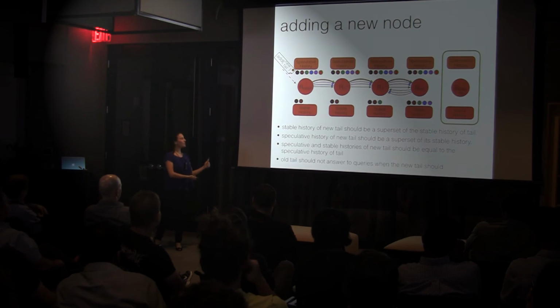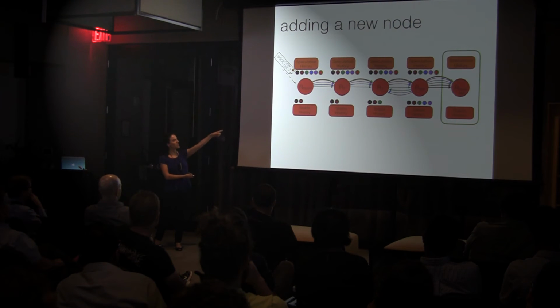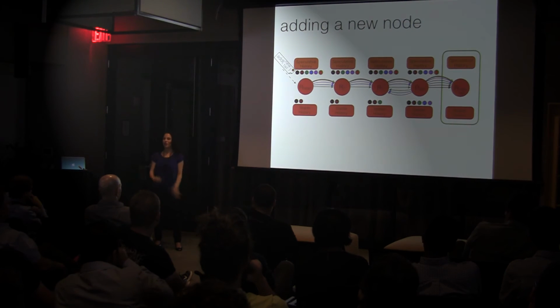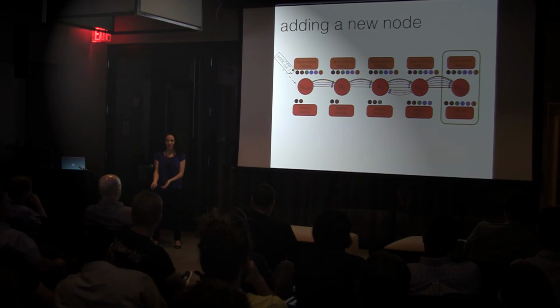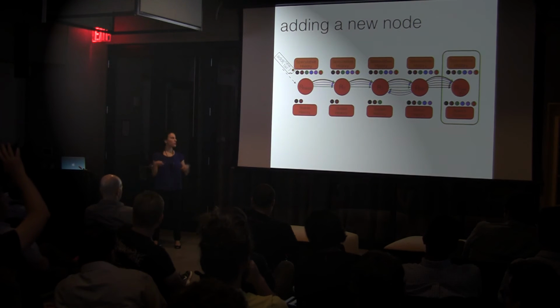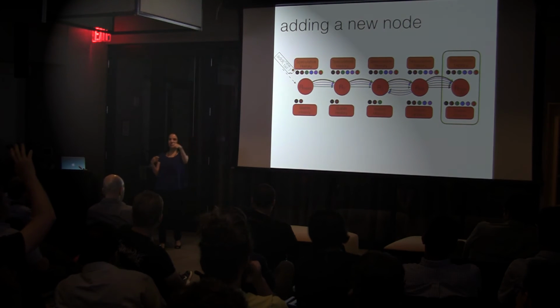So let's do that. So the tail sends all of its history. Of course, in reality, you wouldn't really send everything. You would have some type of garbage collection, checkpointing, and stuff like that. But you send all of the updates. The new tail flushes everything to its speculative history, then copies it to be its stable history, and we're all good. So the stable history is now a superset of the stable history of the tail. Yes?